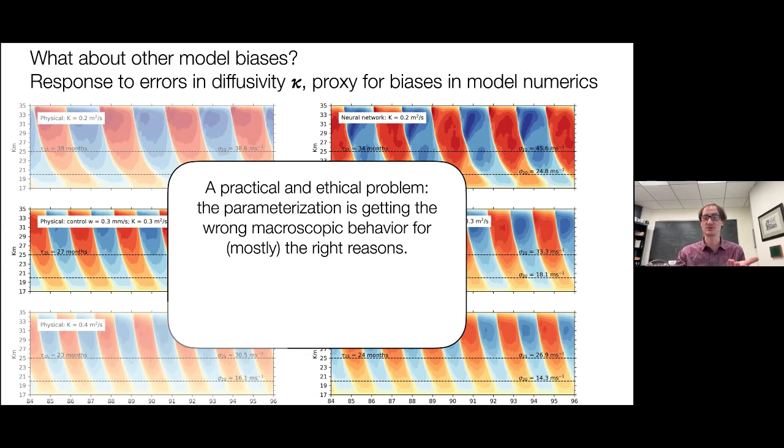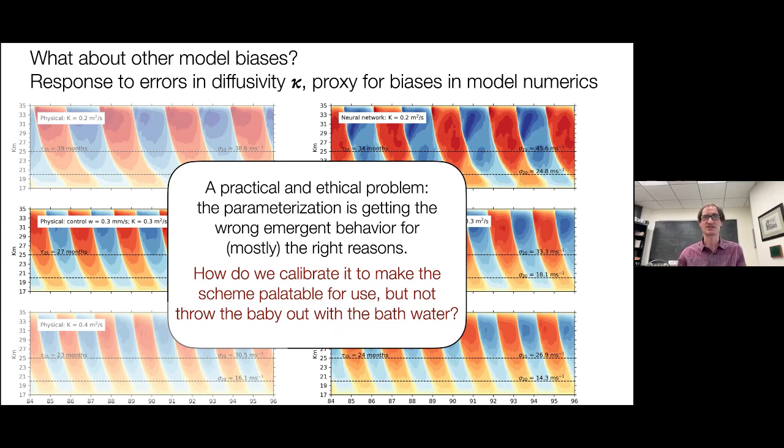And people aren't going to use the parameterization. So the question is, how do you calibrate it to make this palatable, right? I need to have the right QBO, or I need to have the right jet stream. And I still have to change the data-driven parameterization, but we don't want to throw the baby out with the bathwater. I don't want to take away all the data constraints that we did to build this. Okay, so that's what we're kind of facing, and I think this is common to many parameterization problems.